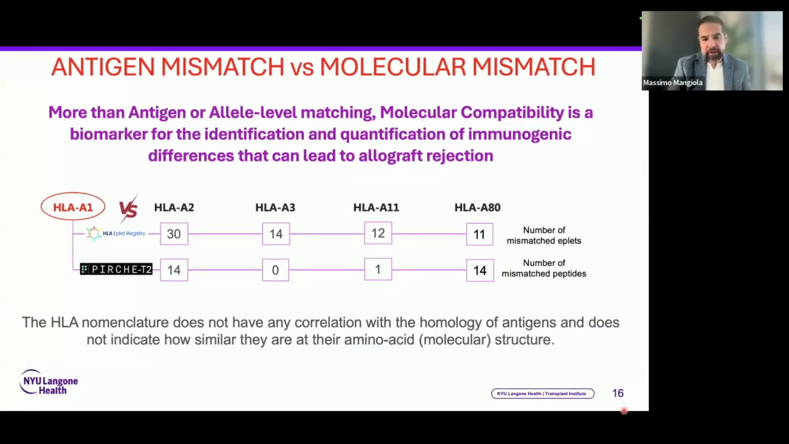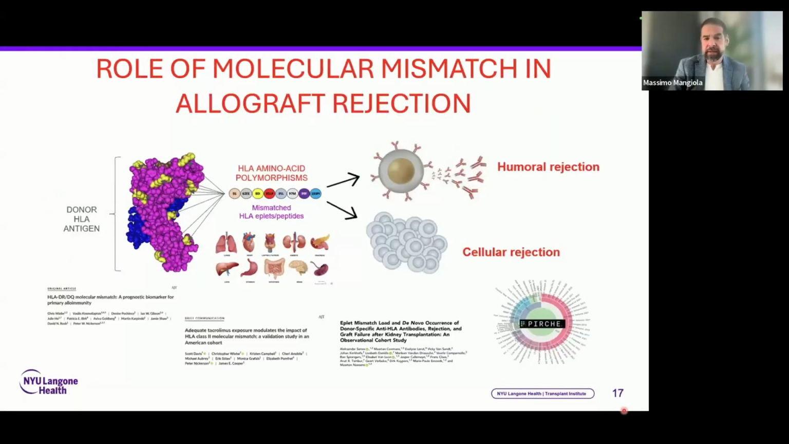And you know that there is not a link between the HLA nomenclature and how similar HLA molecules are, because the nomenclature is unrelated to when they were discovered. But from the molecular standpoint, if you look at A1 versus all the other HLA-A on your screen, you can see that there is absolutely no correlation between closeness in numbers and how similar the molecules are. And there is plenty of evidence out there that links these polymorphisms to humoral and cellular rejection.